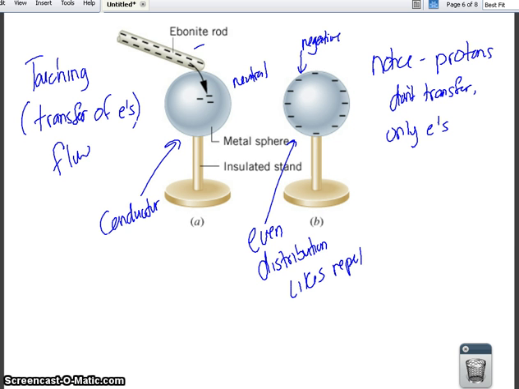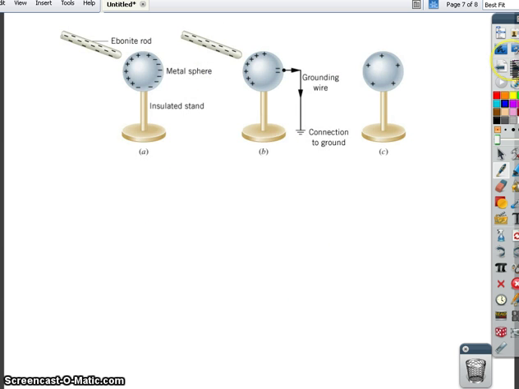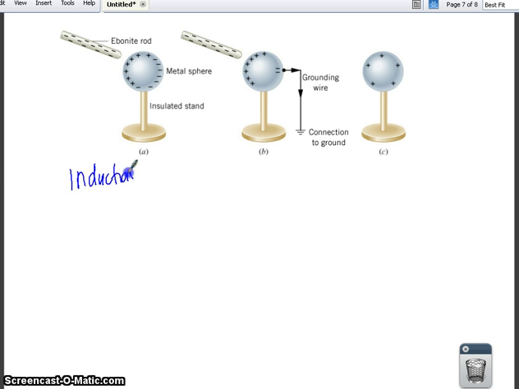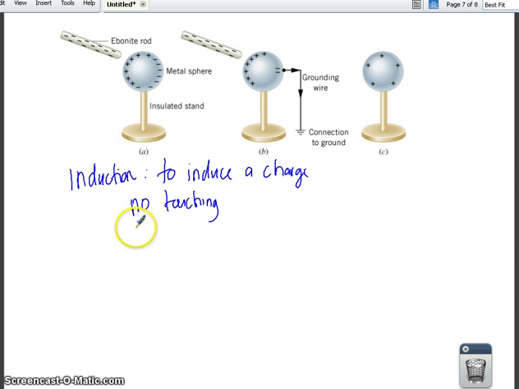Okay, versus charging by induction. Induction means to induce a charge, but with induction there is no touching. It only comes close, or it is a non-contact force here.